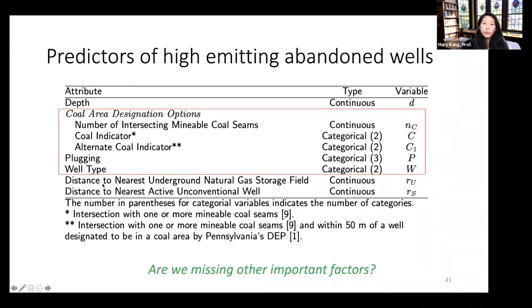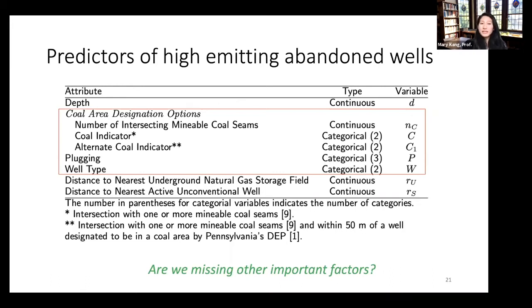There are different ways to look at coal area designation. Coal area designation matters because if you look at coal area designation and plugging, it could tell you whether the well is plugged and vented or plugged but not vented, which is what I showed you before. So we took that data and did a bunch of multilinear regression analysis to figure out which are the important variables. We basically see what I showed you in the previous figure: coal area designation, plugging, and well type are the variables that matter the most.